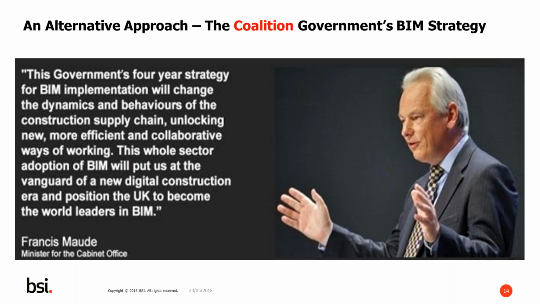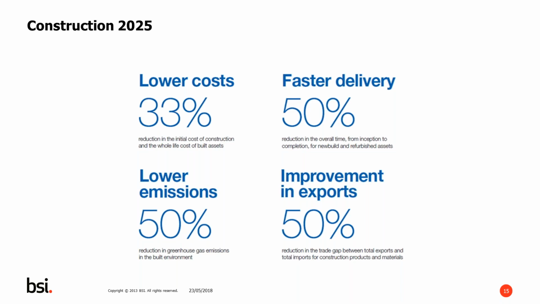So the UK approach to BIM. Well, this started off in 2011 with the coalition government's BIM strategy, which was announced by Francis Maude. He announced a 4-year strategy for the BIM implementation to effectively try and change the dynamics and behaviours of the construction supply chain and, importantly, unlock new, more efficient and collaborative ways of working. This was outlined in the Government Construction Strategy Report in 2011, which also set out a number of targets which BIM would hopefully be an enabling factor in delivering against.